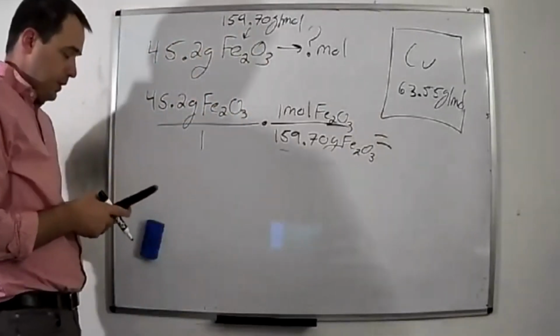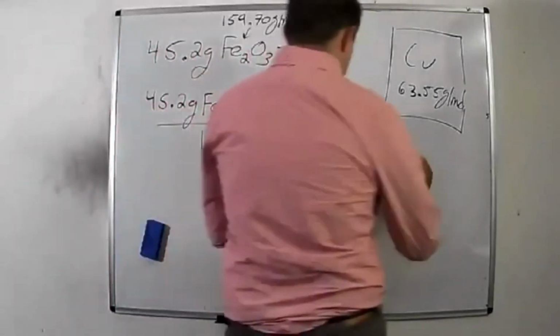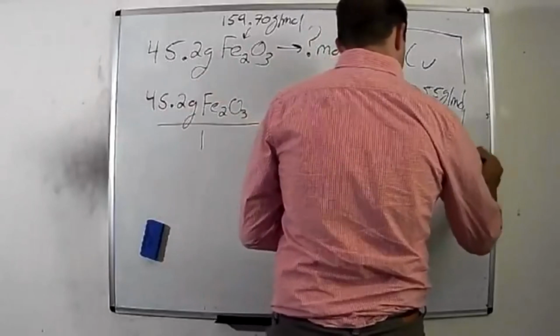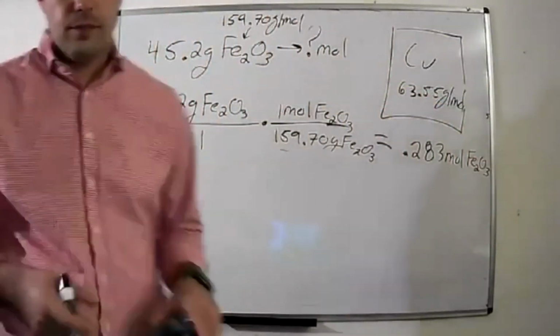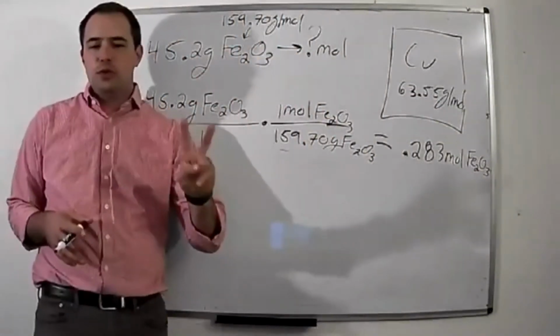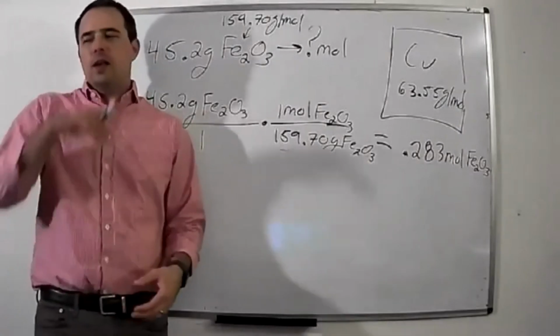So 45.2 divided by 159.7, that's going to be 0.283 moles of Fe2O3. What I have now given you is really two, what I like to say, tools for your chemistry toolbox.